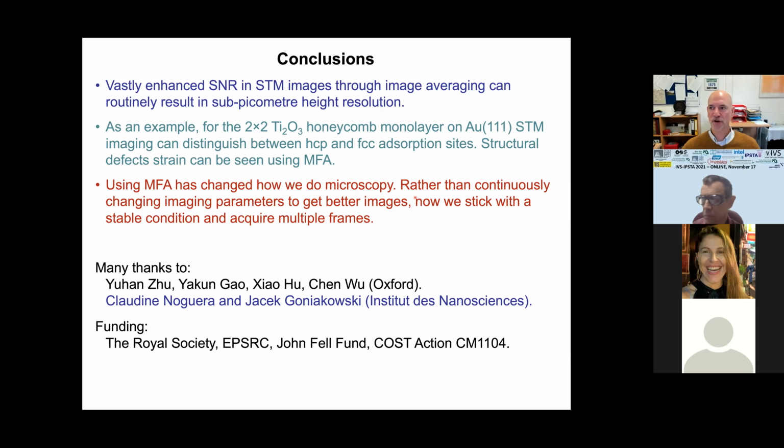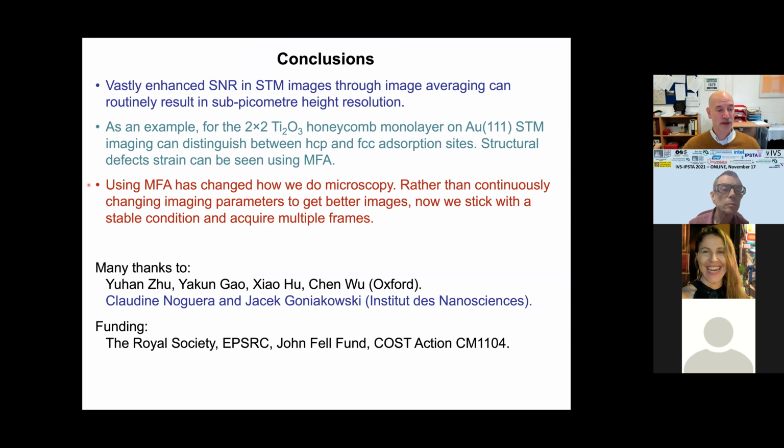Okay, so I will just conclude then. The main message is really that we get vastly enhanced signal to noise ratios in STM images, and we can do that through image averaging. And routinely, we can get sub-picometer height resolution that way. I've shown you an example of the TO203 honeycomb 2x2 monolayer on gold, where we can distinguish between the hexagonal close packed and the face centered cubic adsorption sites on the gold surface. Structural defects I also showed you can be seen in these films using multiple frame averaging.